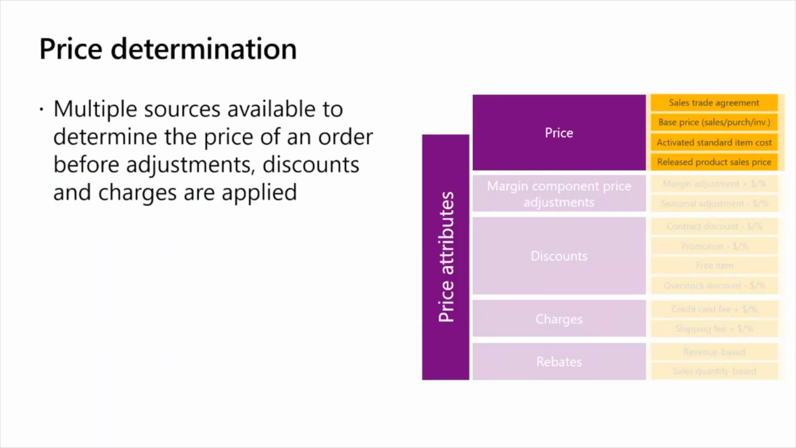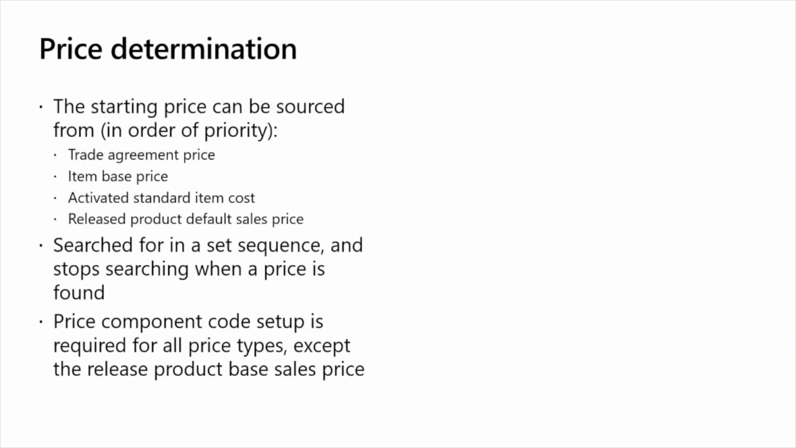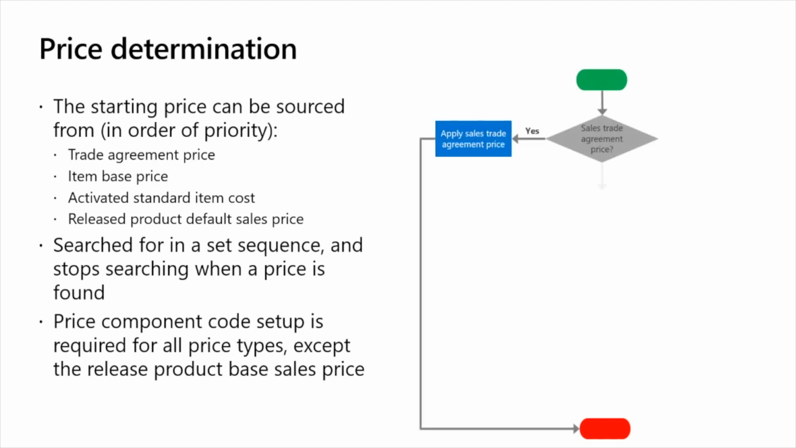The first step in the price calculation process is to determine the price of an item before any adjustments, discounts, or charges are applied. There are multiple sources available to determine the price of an order. Let's discuss the various sources and their respective priority. The price can be derived from multiple sources. So, in order of priority, the price search starts with the sales trade agreement price, which gets the highest priority.